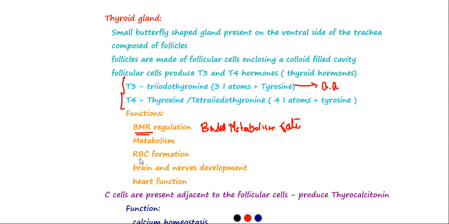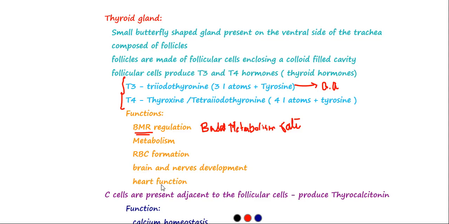Then there is the RBC formation. It helps in formation of red blood cells. It has some effect on the kidney, and the kidney in turn also helps in this RBC formation by releasing erythropoietin. Then it also helps in brain and nervous development, especially in pregnant women, where it helps in the brain development of the fetus.